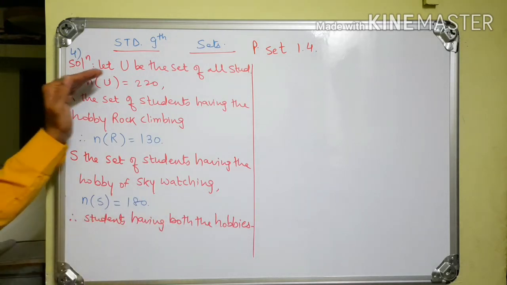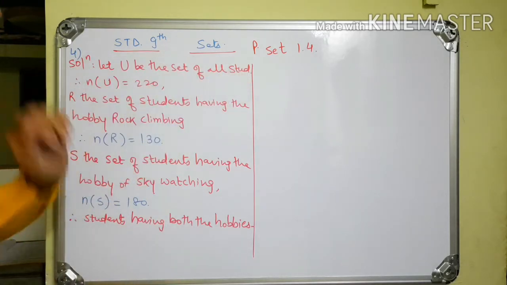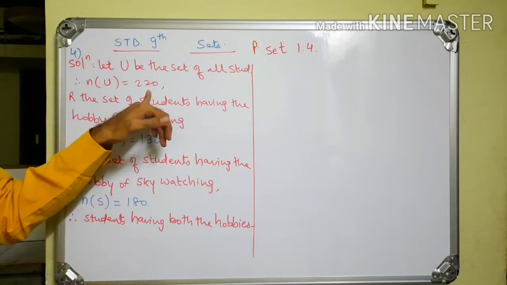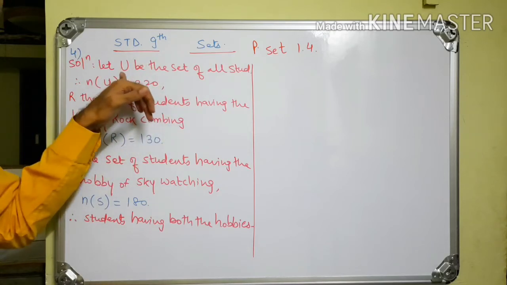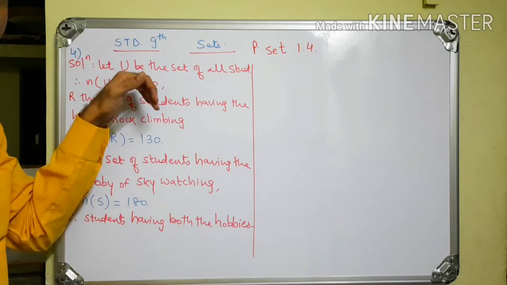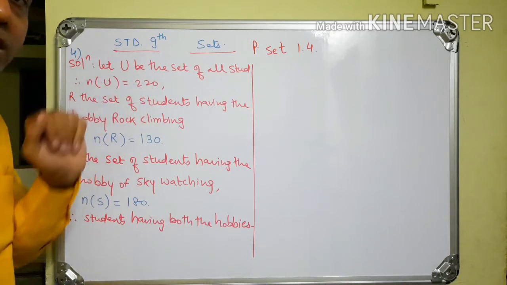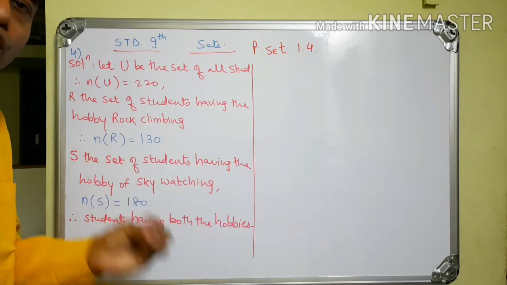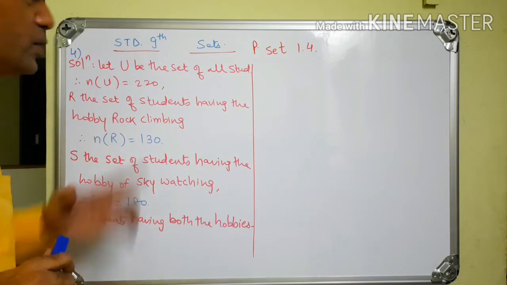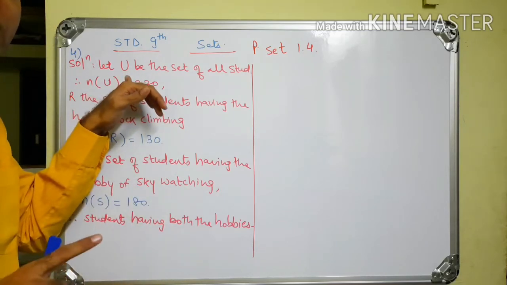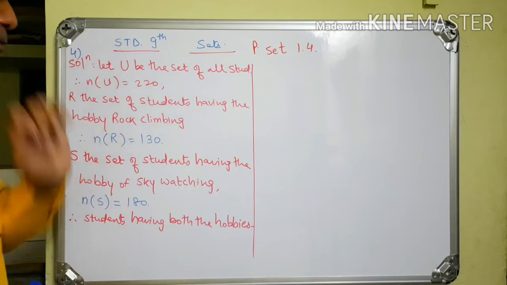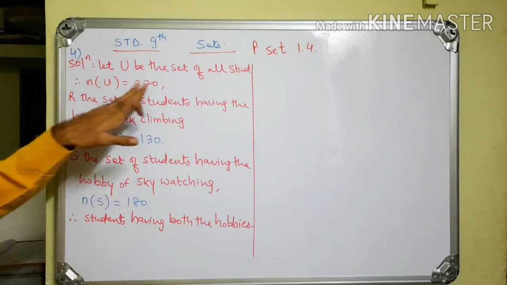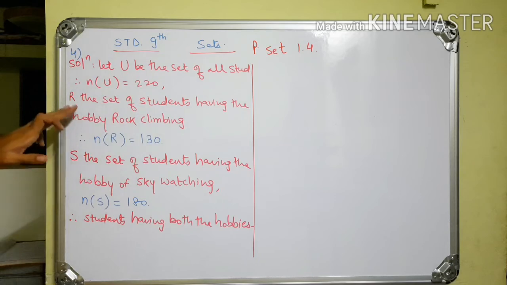So let U be the set of all the students. Therefore the number of elements of set U equals 220. Why have we taken set U, the universal set, and not the union set? Because there are some students who do not have any hobby. So this set will be the universal set. So 220 students are there. n(U) equals 220.